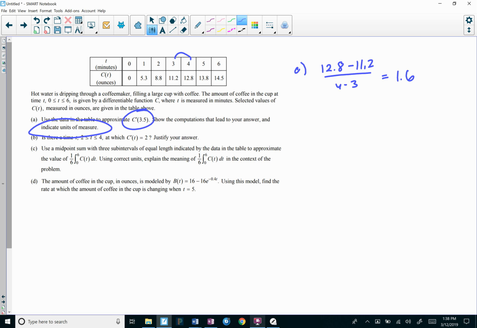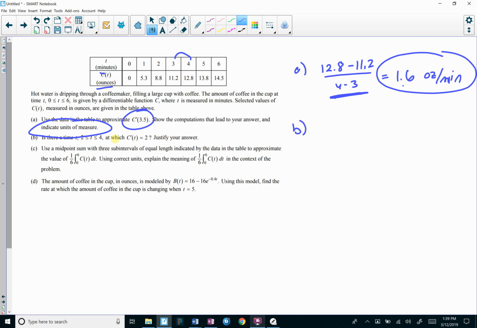Now, it does say indicate units measured, which means it's grading that. That's ounces per minute. 2 points. One for the answer, one for the units. Now, you have to show this fraction or you don't get credit for your answer.